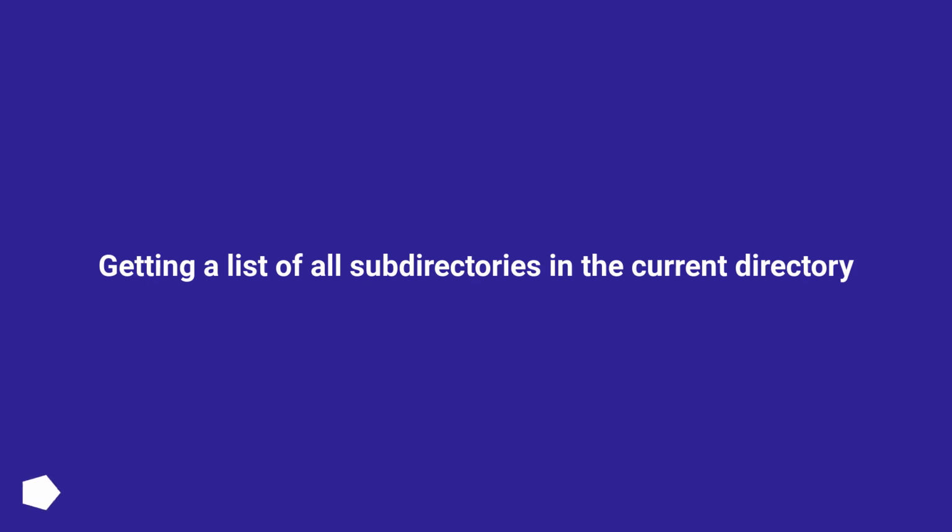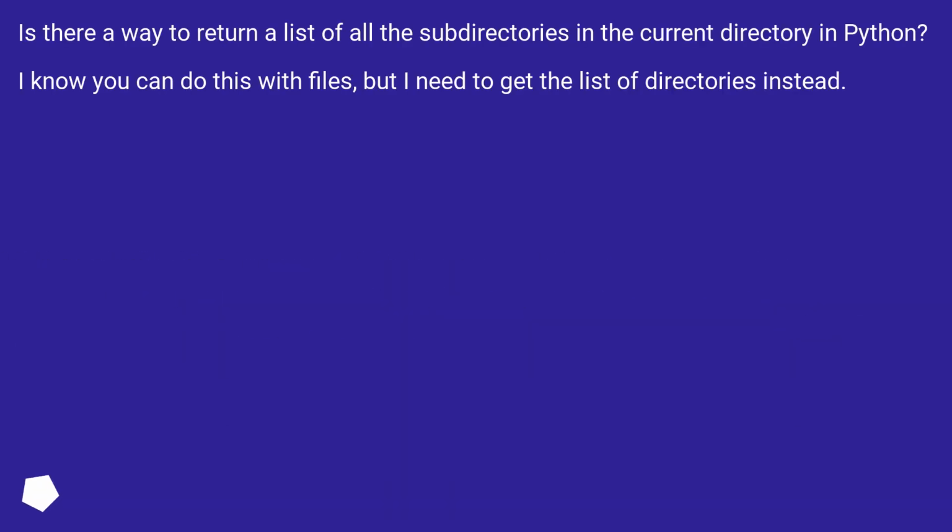Getting a list of all subdirectories in the current directory. Is there a way to return a list of all the subdirectories in the current directory in Python? I know you can do this with files, but I need to get the list of directories instead.